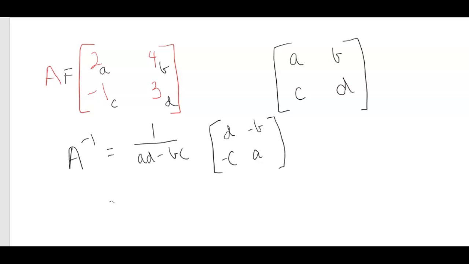All right, so now we just substitute these numbers in. So A is 2, D is 3, B is 4, and C is -1.